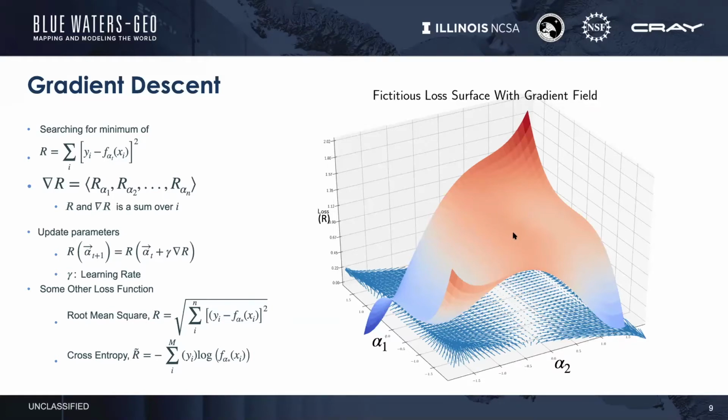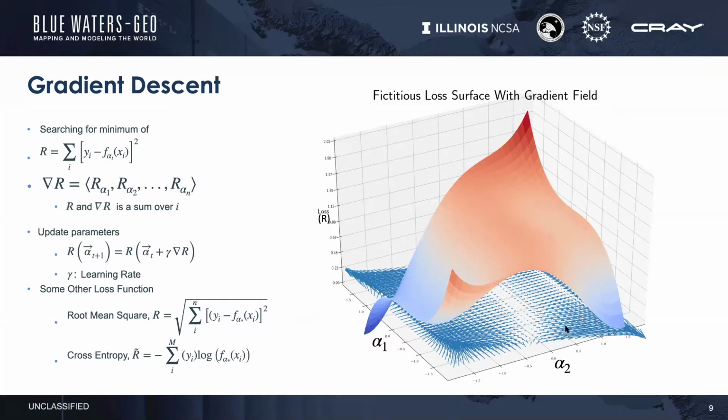And so if you happen to have initialized your model so that the loss sits maybe somewhere right here, the gradient will tell you the direction of your steepest descent. So it will tell you to update your weights by modifying your alpha 1 and alpha 2 a little bit to the right and maybe down a little bit.